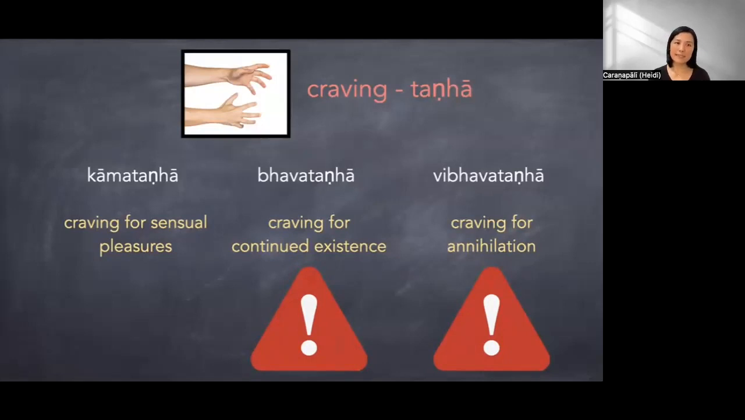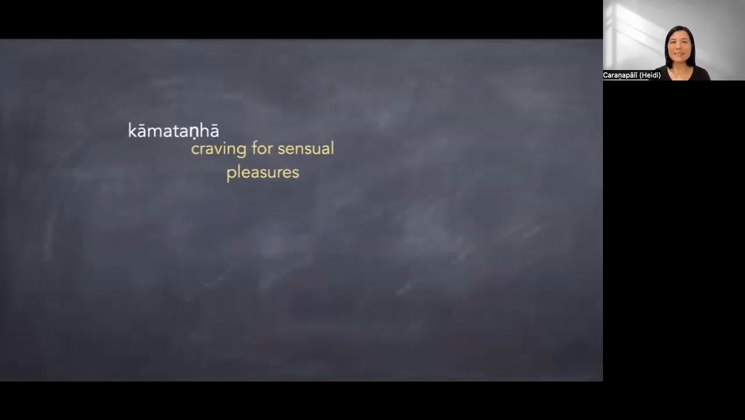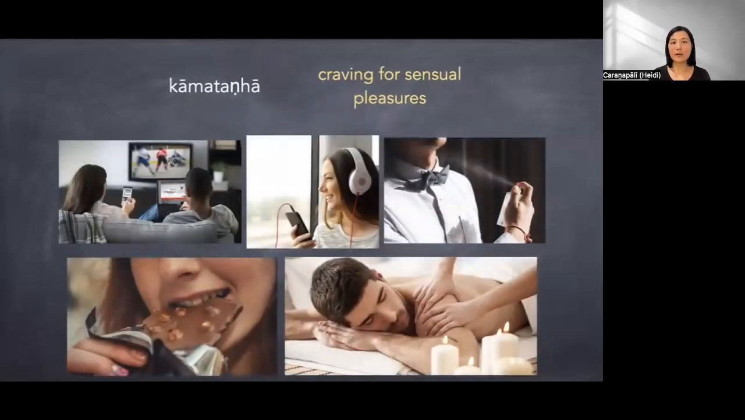Now, let's first take a look at kama tanha, craving for sensual pleasure. This is easy to understand. Of the five senses, we want to see interesting, beautiful things, listen to pleasant music or sounds, smell good things, taste and touch. Everything we crave for sense pleasure, that's kama tanha. Easy to understand.